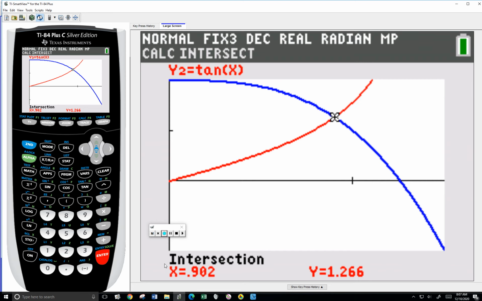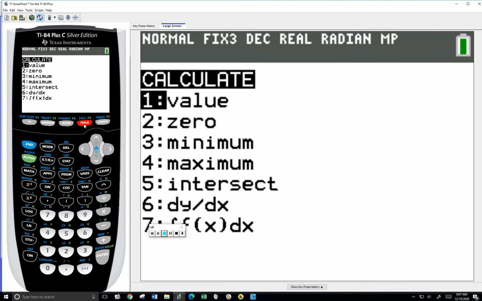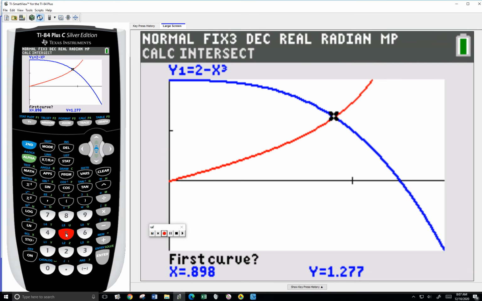So it's second, trace, 5 is the intersect. The calculator is going to say first curve, like what curve do you want me to use? So I've got to make sure I am using the correct curve. So I kind of move the cursor a little bit. Oh, yep, that's the one I want. Enter means yes. If it's the wrong curve, you're going to use the arrows to change from curve to curve.